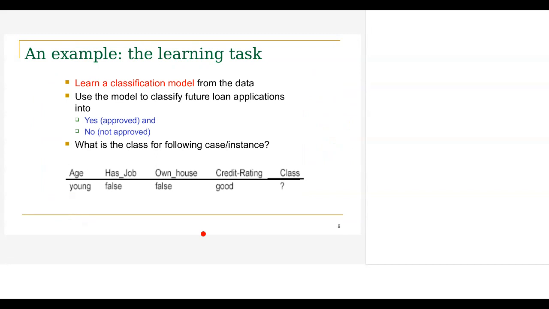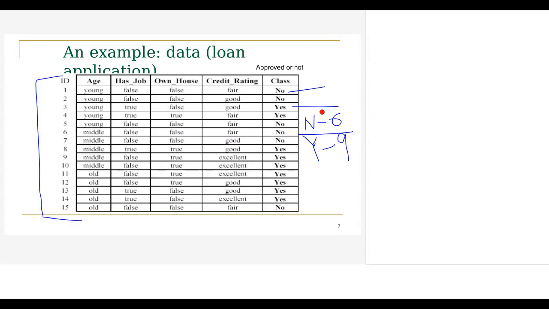Another example is the learning task. What we want to learn: a classification model from the data. This means what we want to achieve, how we want to classify the data. Use the model to classify future loan applications into yes and no. We have done this in the previous slide, yes and no. We have to classify the data into yes and no.